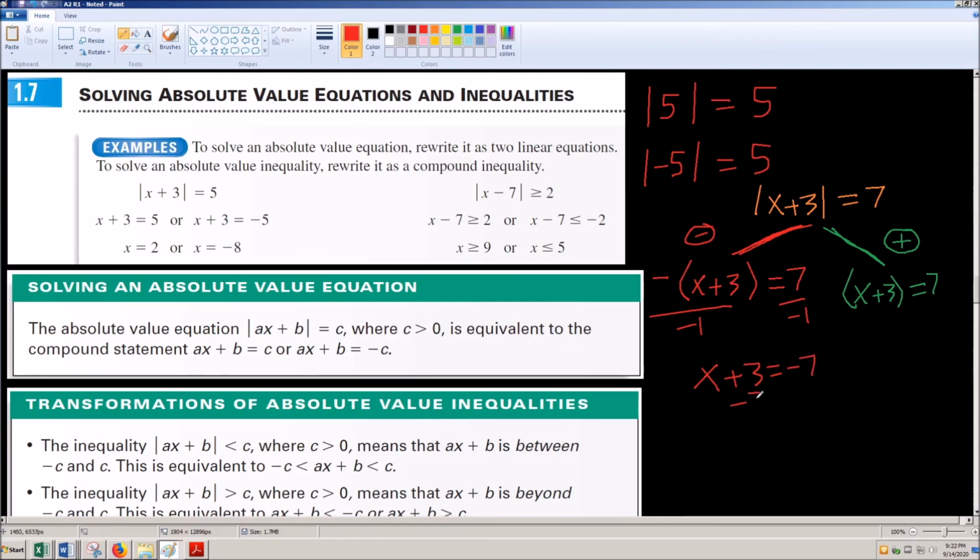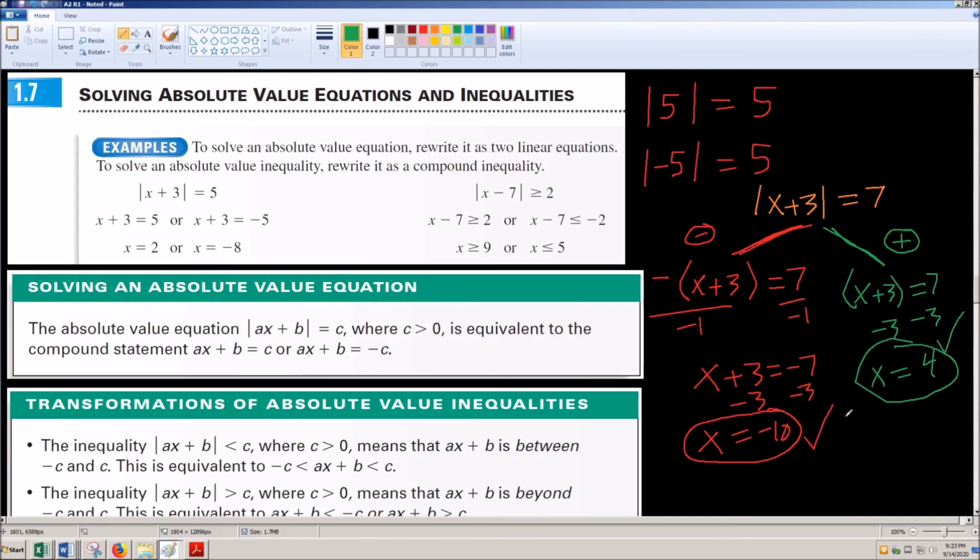I'm going to subtract off my 3, and I get an x answer here of -10. If I take -10 and plug it in here, I would say -10 plus 3 is -7. The absolute value of -7 is 7. Check. Works out. The next one, I'm just going to subtract my 3, and now I get x equals 4. Good to go here as well. If I plugged it back in, 4 plus 3 is 7. The absolute value of 7 is 7. Check. We have our two answers, x equals -10 and x equals 4.